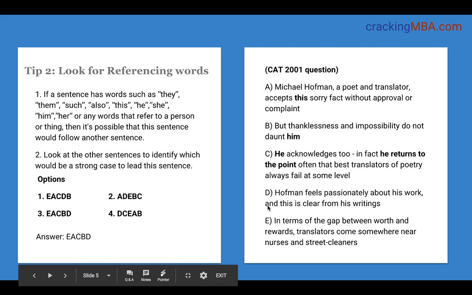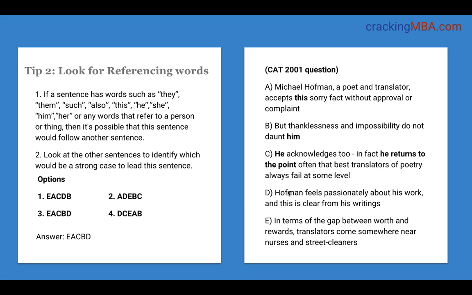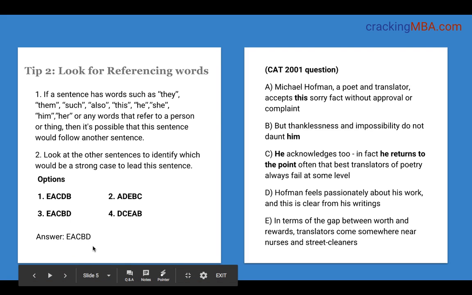If we look at these options a bit closer, we can see that "but thanklessness and impossibility do not daunt him" is a continuity of option C, and finally it's D. "Hoffman feels passionately about his work" is a conclusive sentence. So the correct answer is EACBD.